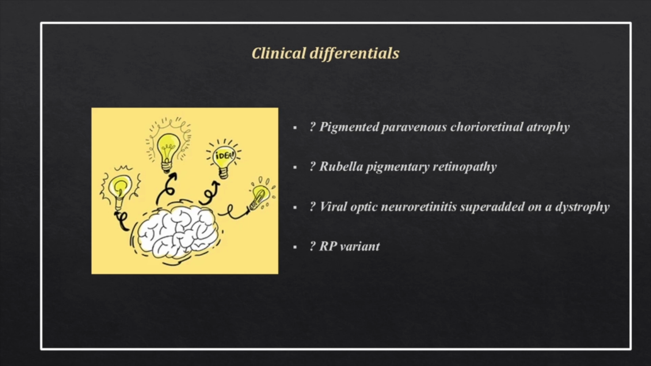So how else to go about it is serial ERGs on subsequent visits, comparing with the previous ERG, whether the amplitudes are further reducing or stagnant. So if it is stagnant, similar to before, what does it mean? If the ERG amplitudes are maintaining, it could still be PPCRA.